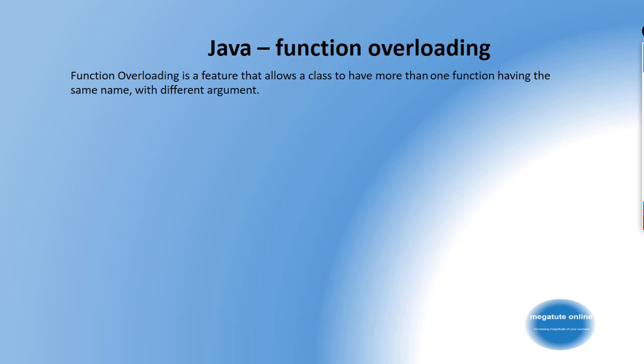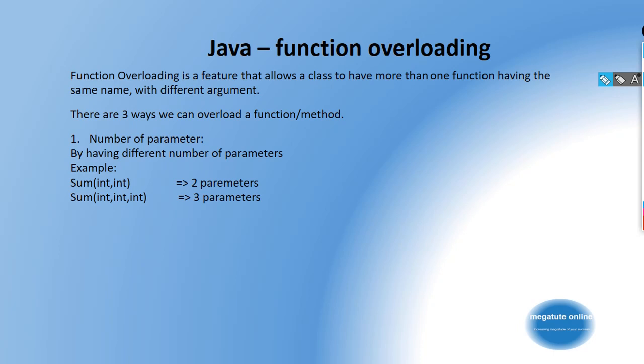Now, in what ways is function overloading possible? There are three ways in which we can make function overloading possible. The first way is by differing in number of parameters. So if you look over here, we have a function sum which has two integer parameters. There's another function by the same name but with three integer parameters. So here also function overloading is possible, right?